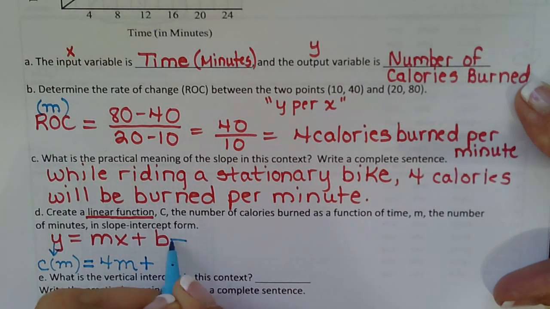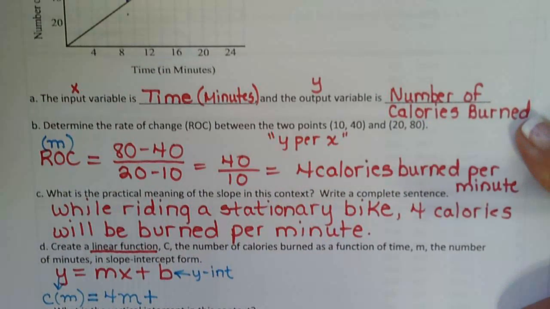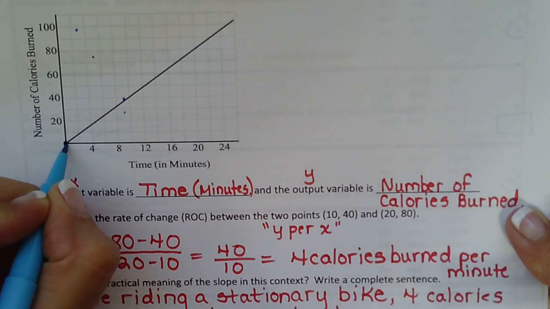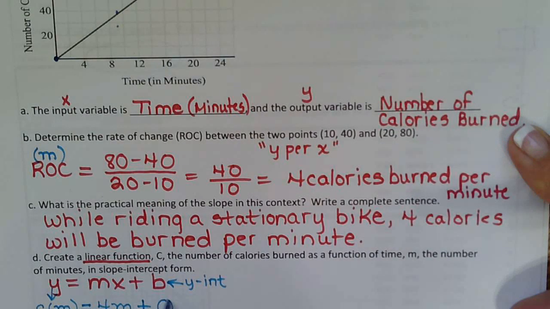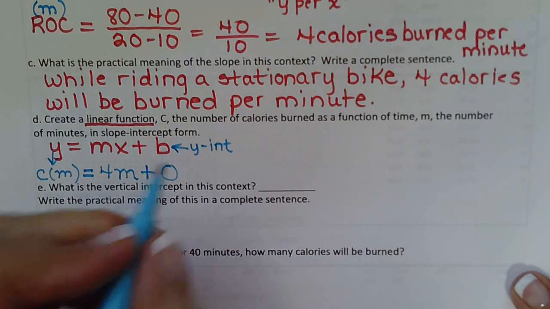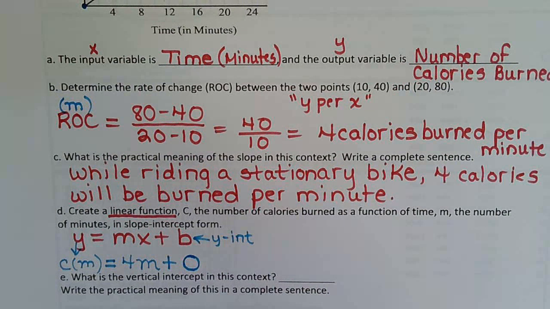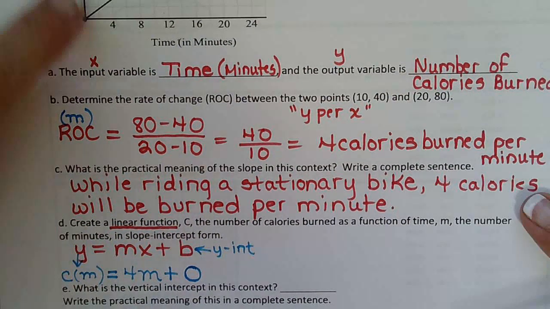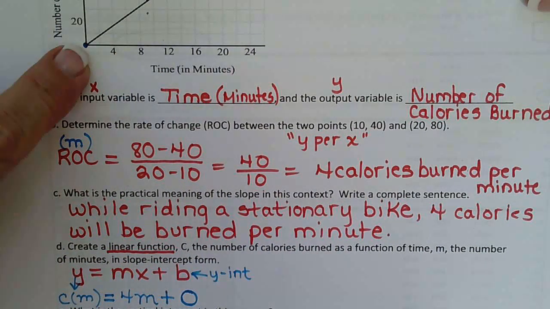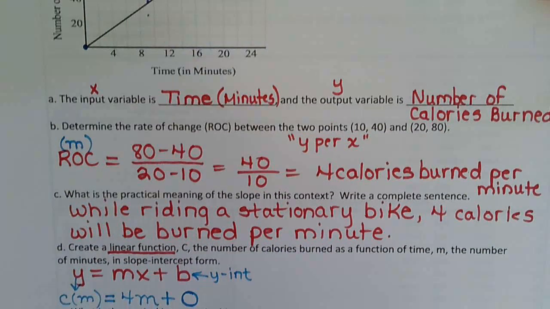Plus, B, remember, is the y-intercept, the y-coordinate. So look at your graph, and where does it cross the y-axis? Oh, it crosses the y-axis at 0. So C of M, or C with respect to M, is 4M plus 0, because where the graph crosses the y and x-axis, on this graph the y-intercept is 0, 0, and the x-intercept is 0, 0. That's the only place it crosses the y or x-axis.